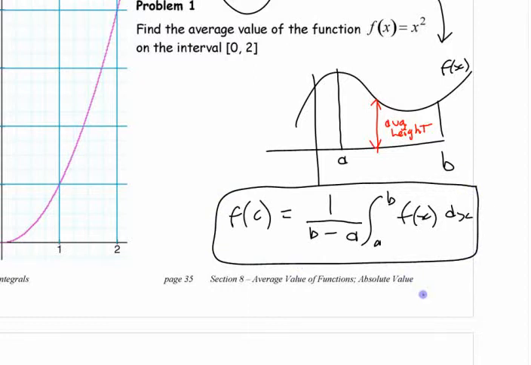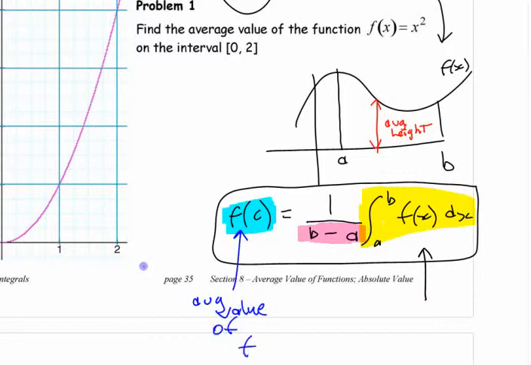People tend to look in the textbook or in their notes and say, what the heck is that? I have no clue what's going on there. All this is, let me reiterate, is the area under the curve. Area under curve divided by the width of the interval gives you the average value. Okay? Average value of f.